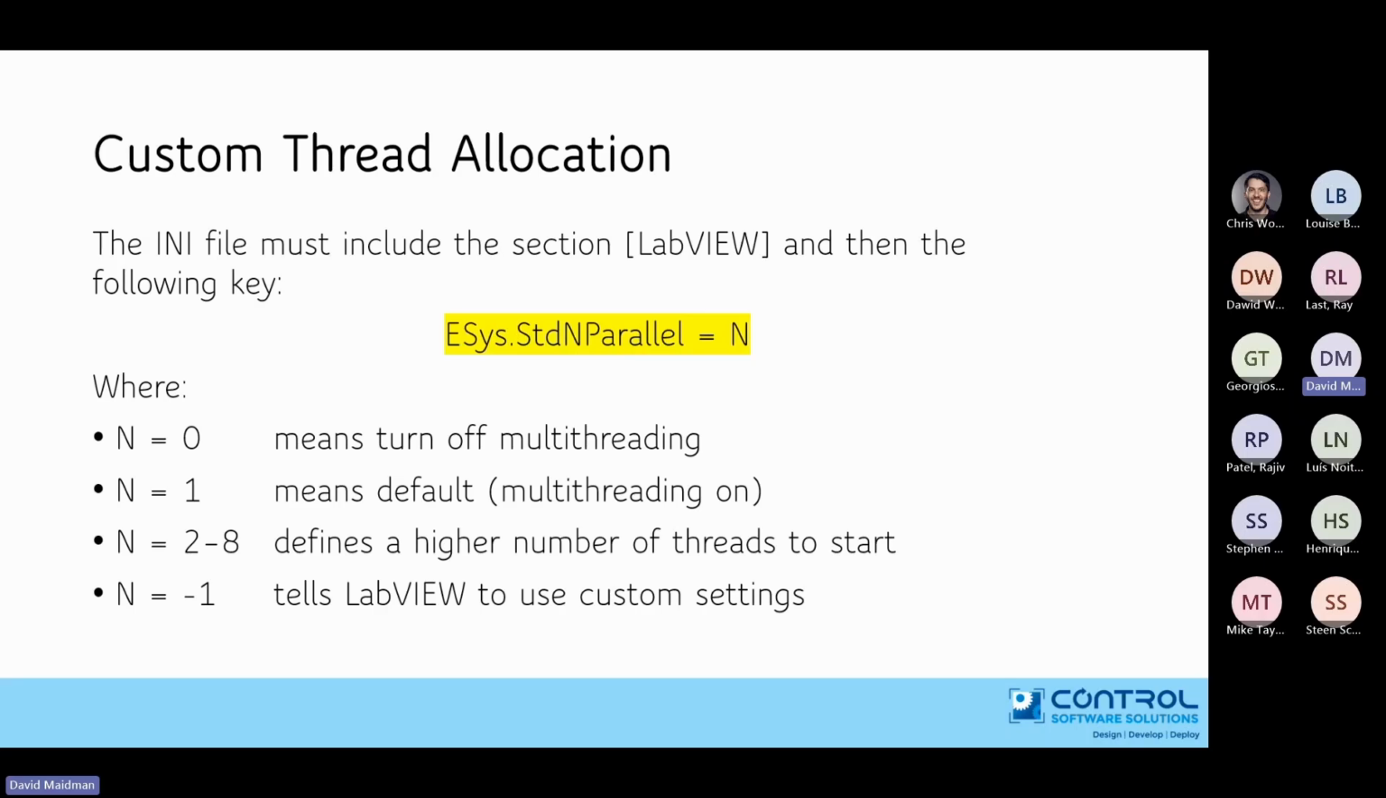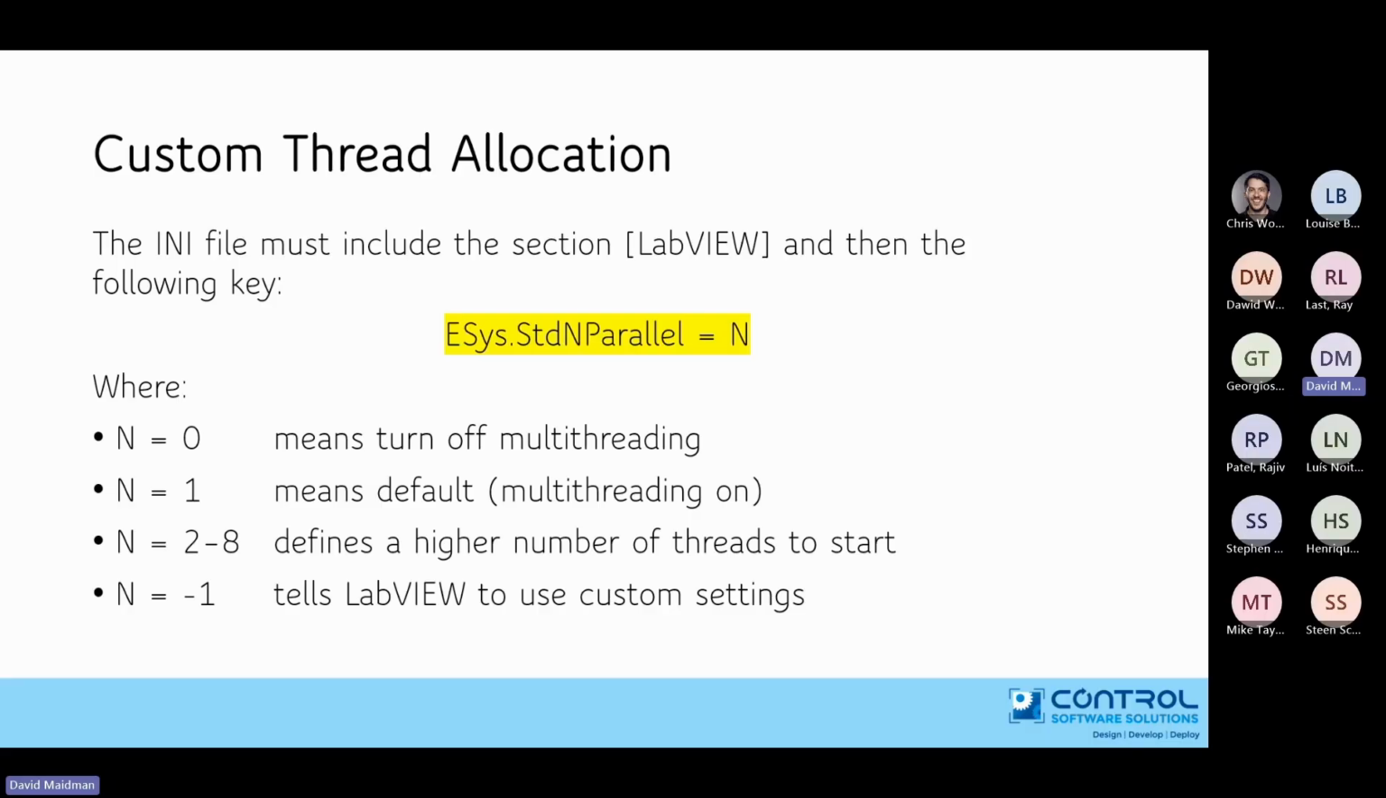So this defines a higher number of threads to start. So n equals 2 to 8. I've not managed, even through trial and error, to get a full understanding of that one. So when we get to questions, if anyone knows, please shout out.